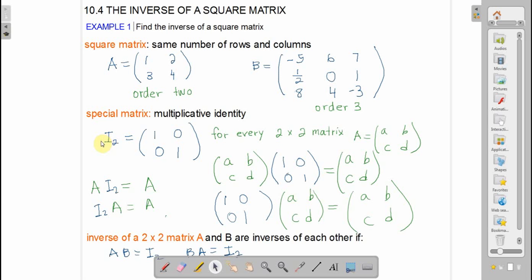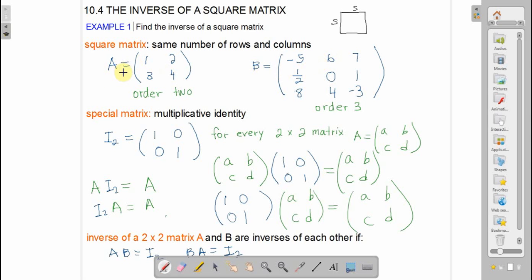Okay, 10.4, the inverse of a square matrix. What is the inverse of a square matrix? Well, first you need to know what a square matrix is. Square, just like in geometry, a square has all the sides the same size. So a square matrix has the same number of rows as columns.